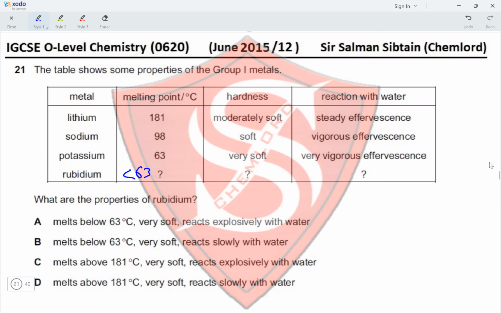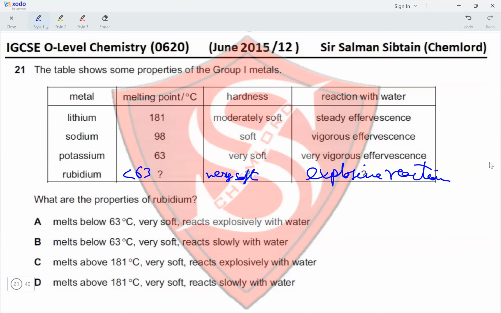Hardness: moderately soft, soft, very soft. So this should also be very soft. So softness increases down the group. And reaction with water: steady effervescence, vigorous effervescence, very vigorous effervescence. This should be a strong reaction, a very strong reaction. So we can call it an explosive reaction because reactivity increases down the group.